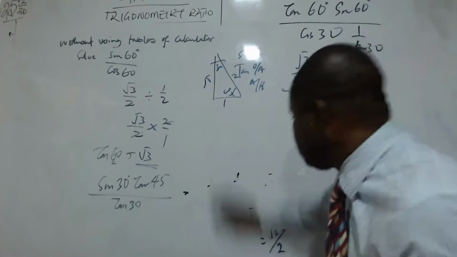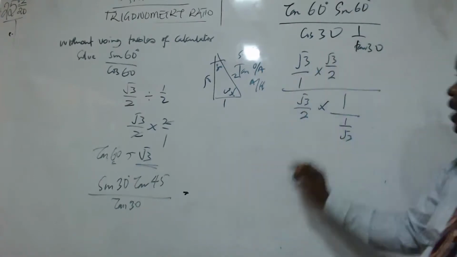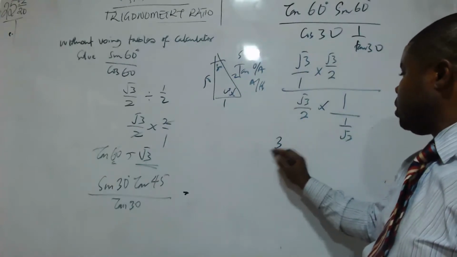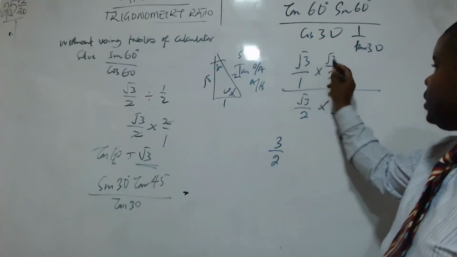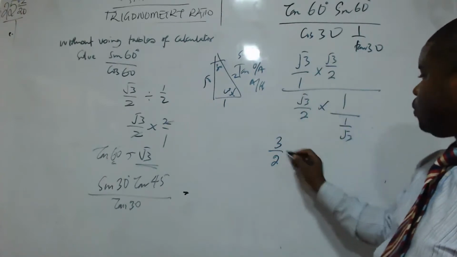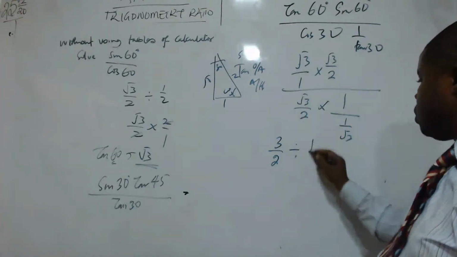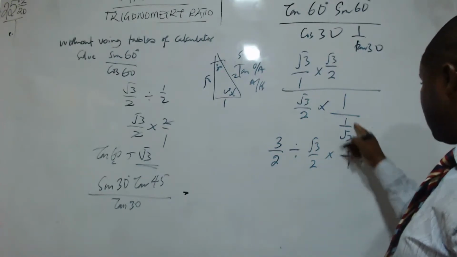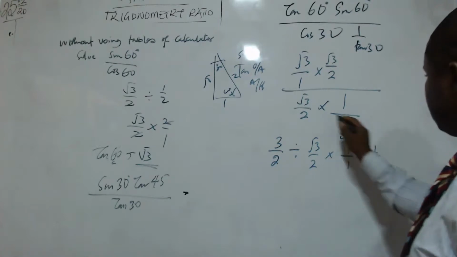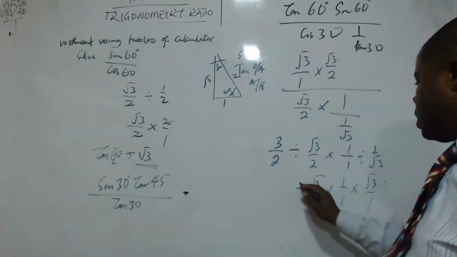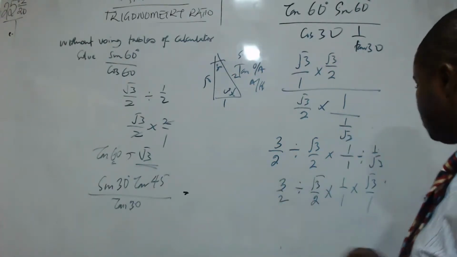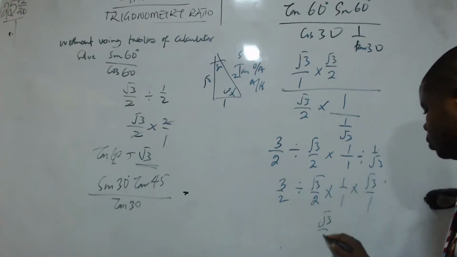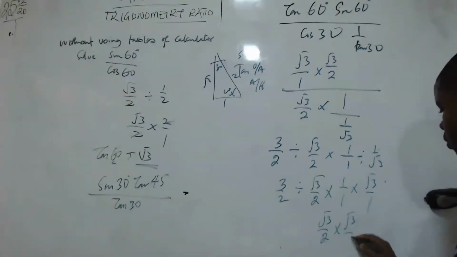So that we don't get confused, let's write it out. We have root 3 times root 3, which gives 3 over 2. This times this, we have 3. Now divided by root 3 over 2, times 1 over 1, divided by 1 over root 3. Now divided by 3 over 2. Here, this times this is root 3 over 2 times root 3 over 1.